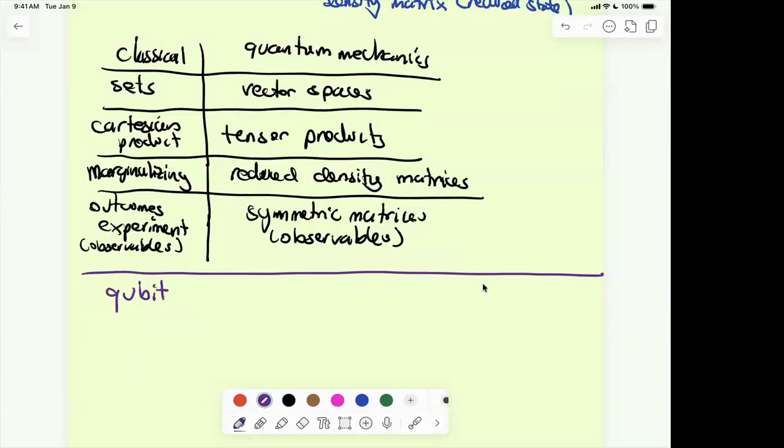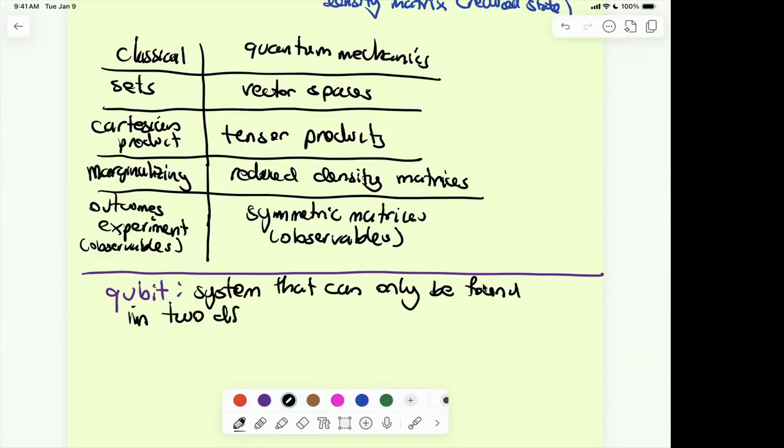So a qubit is a system that can only be found in two different states. And I'm being careful with the word, because I'm saying "be found," not that it can only be in two different states, which is a little bit different. So I'll explain what I mean by that.